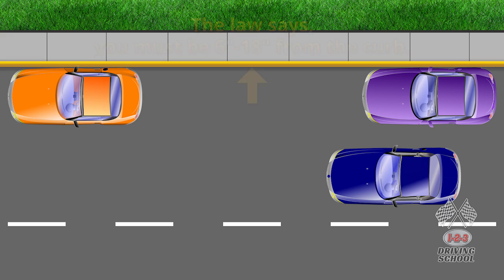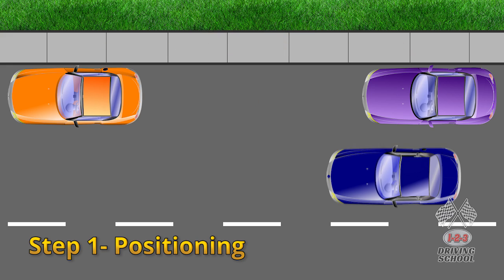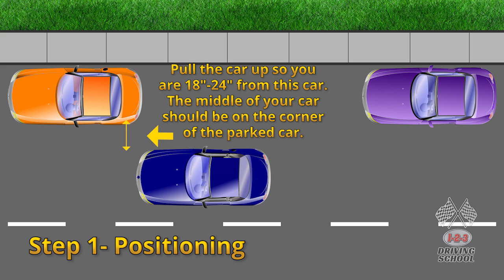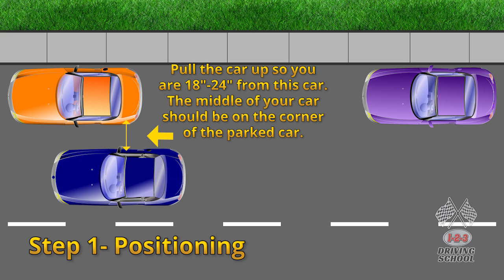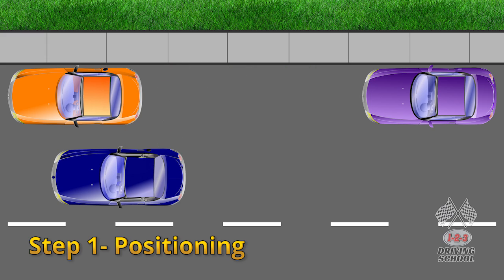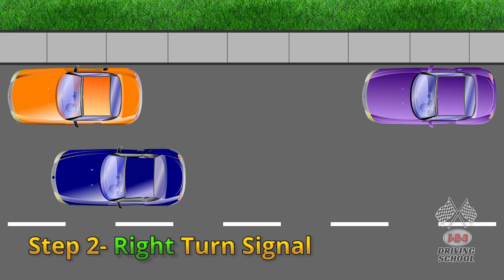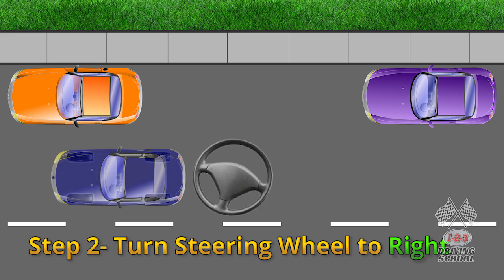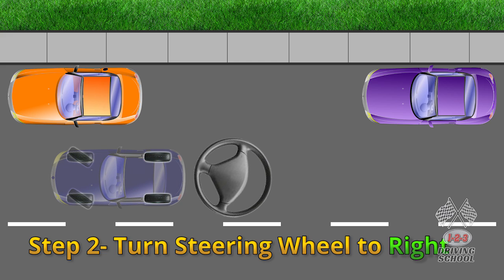So, here we go. Step 1, pull the car up so that you're about 18 inches to 24 inches from this front car. And the corner of this car really needs to be roughly in the middle of our car. So step 1 is positioning. Step 2, I call the 3 R's. You're going to put your right turn signal on, turn the steering wheel all the way to the right, so steering wheel right, and then you're going to put the car in reverse.